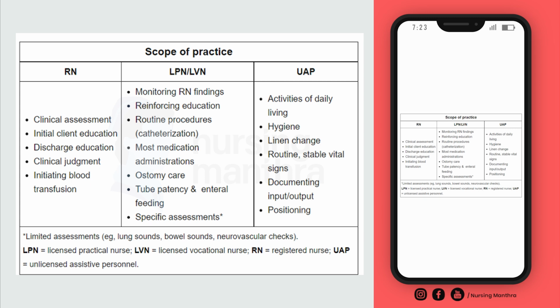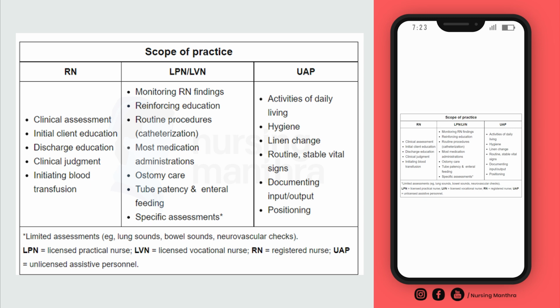The RN is allowed to perform the clinical assessment. Initial assessment has to be done by the RN. Initial client education also has to be done by the RN. Discharge education is compulsory for the RN only: initial education and discharge education. Clinical judgment has to be done by the RN, and initiating blood transfusion has to be done by the RN. Then IV medications; so many roles are there for the RN.